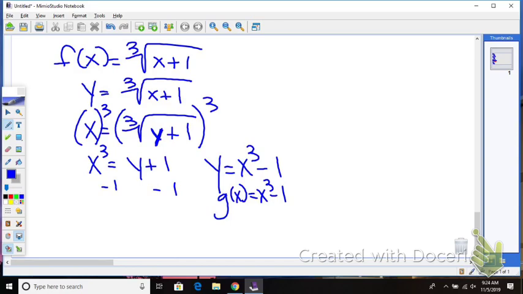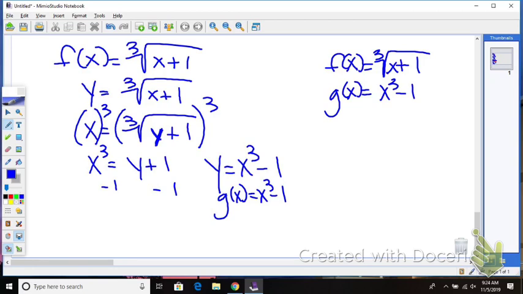So now I'm going to tell you, and this might actually be that same problem that you had in your homework yesterday. Now I want you to verify. So to verify this, I'm going to use f of x. I'm just going to write this over here because I'm going to move this screen over. f of x is the cubed root of x plus 1, and g of x is x cubed minus 1.